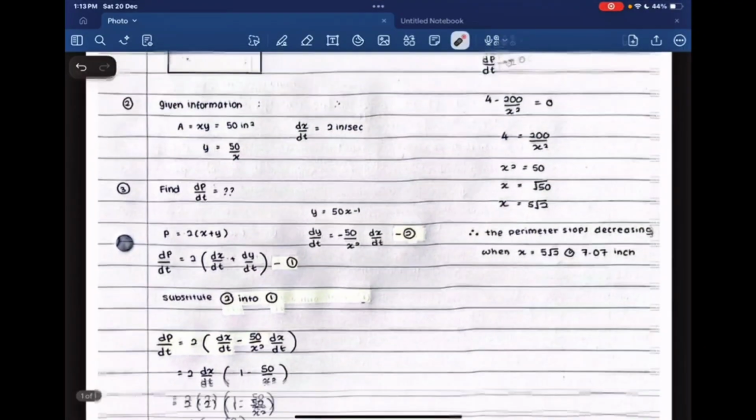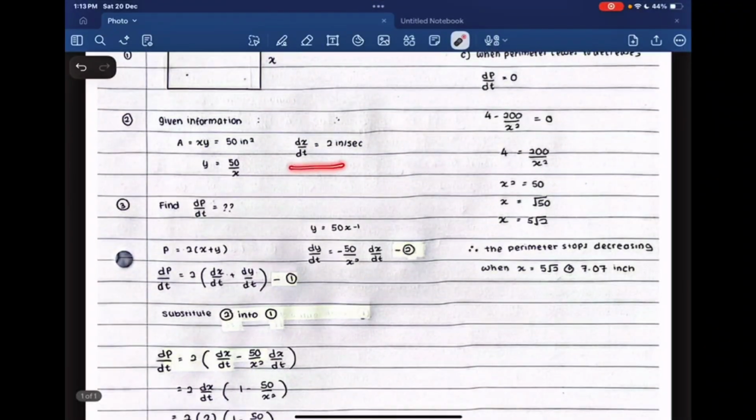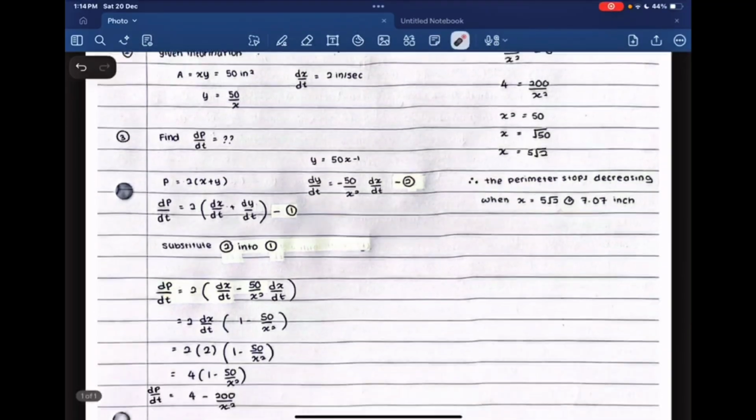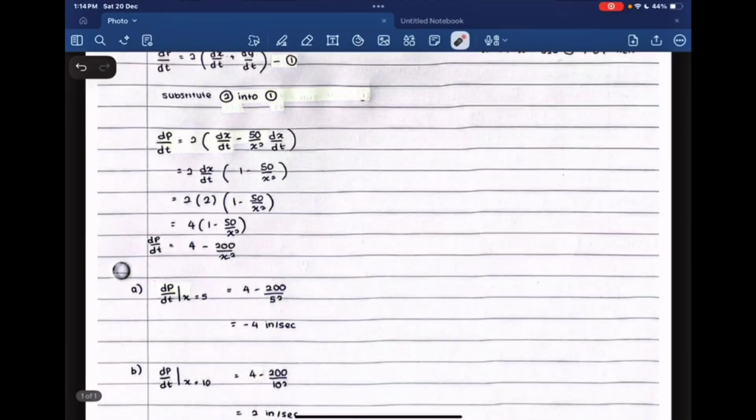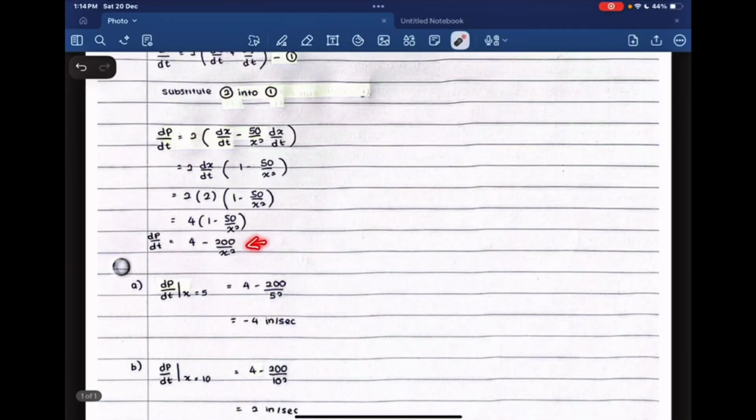Just now from the question, we already have the dx/dt value, but the dy/dt value we have to find. But don't worry, we have the y equation. So we differentiate y with respect to t, and we will get this equation. We just substitute all the dx/dt and dy/dt values in this equation. After substituting, we get dP/dt equals 4 minus 200 over x squared.